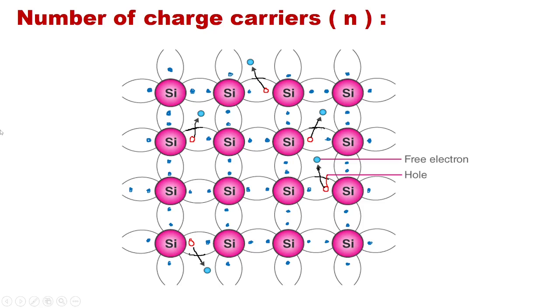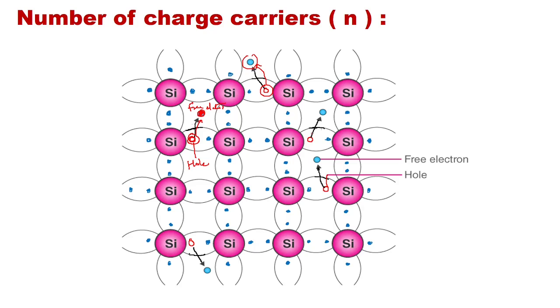Here you can see this valence electron which was making the covalent bond has come out and has become a free electron. The place from where this electron has come out will be assumed as a hole. This will be the hole, and this will be the free electron. Similarly, here the electron which was here has come out and become a free electron, and the place from where it has come out will be assumed as a hole.